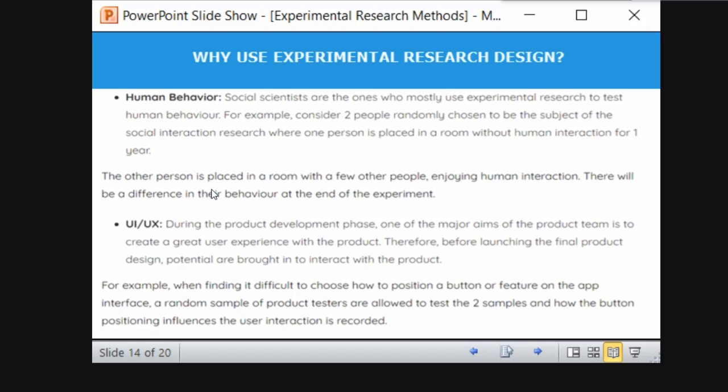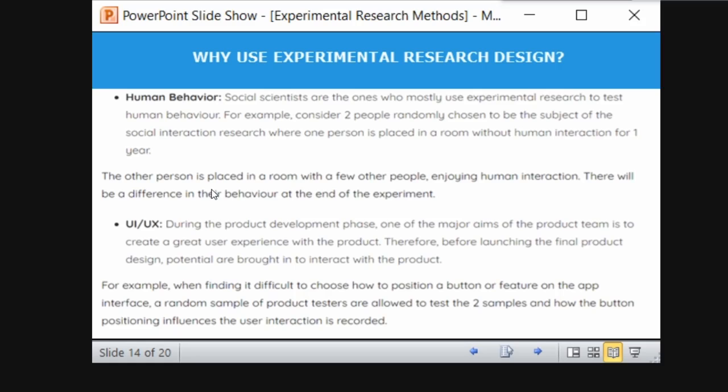So they are taking two people, and one person is allowed to talk with other people to assess the social interaction, and the other person they have kept in a room or a house for 1 year without meeting anybody. He is not meeting any person, even in the outside world. This way they can experiment on social behavior. The other person is placed in a room with a few other people, enjoying human interaction. There will be a difference in behavior at the end of the experiment.